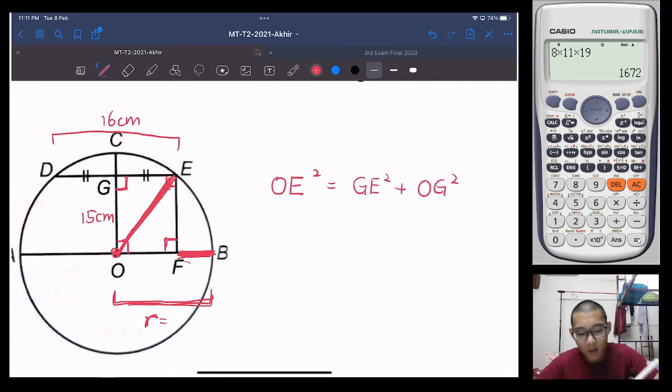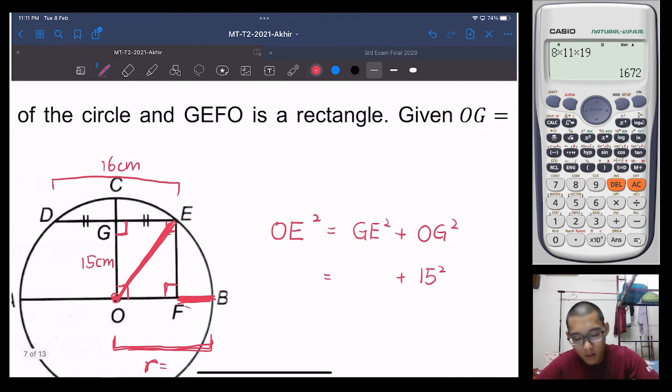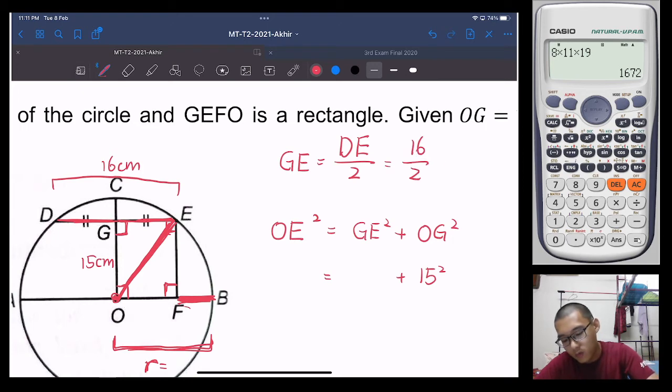Can you see OG square? OG square is 15, right? Another one, GE. How much for GE? Maybe the first step we need to understand where the GE is. Since GE is congruent to DG, it has the same size, right? So we understand DE is divided by 2. 16 cm divided by 2, we have 8 cm. So here we have 8 square and 15 square. So we have to find the OE.